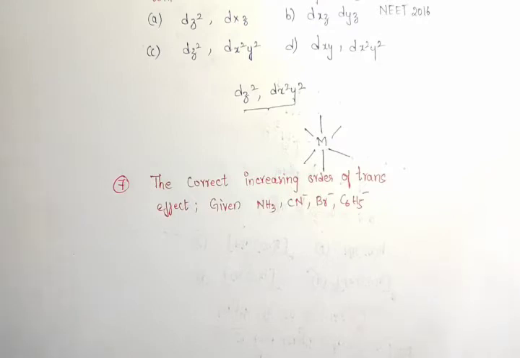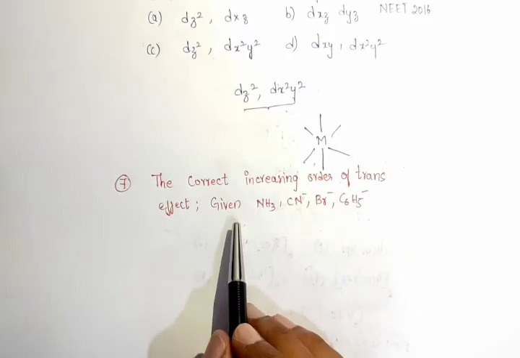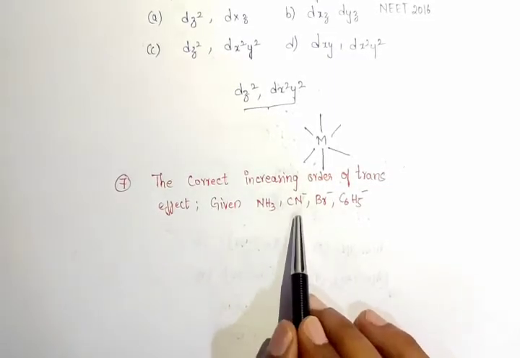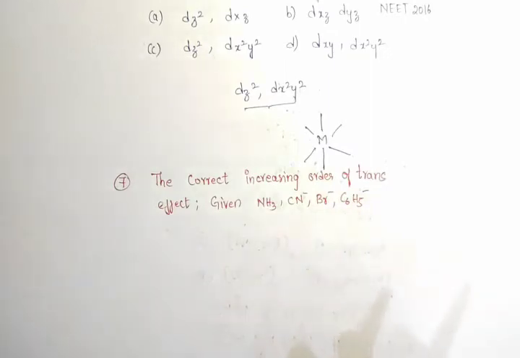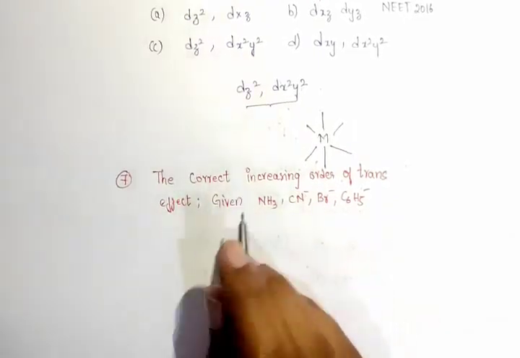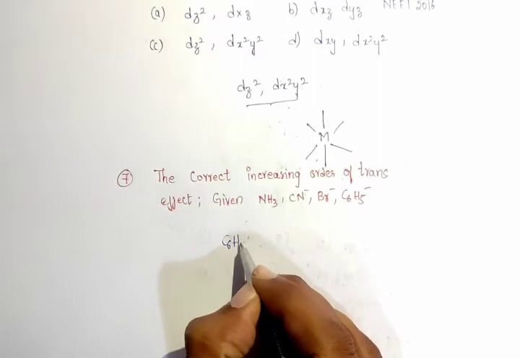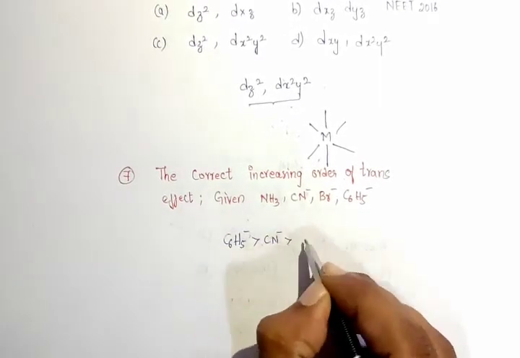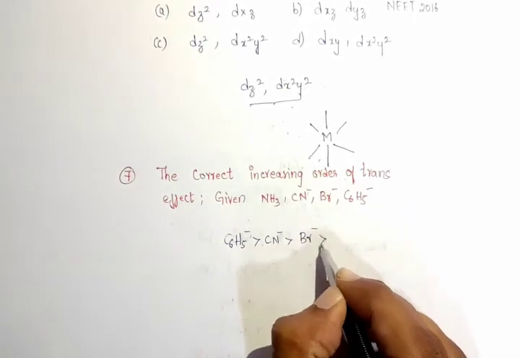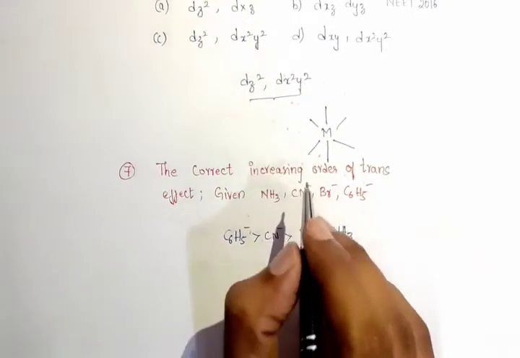They have given the correct increasing order of trans effect. They have given some ligands: ammonia, cyanide, bromine, and C6H5, that is the phenyl ligand. It is a very direct question from your NCERT. So the correct order would be, where the strong field ligand comes first, C6H5 minus, followed by cyanide, followed by bromide ion, and finally ammonia. This is the series. So what is trans effect?